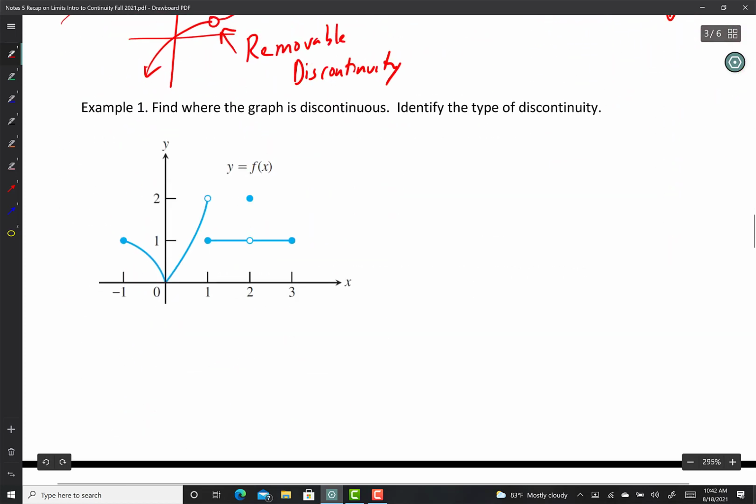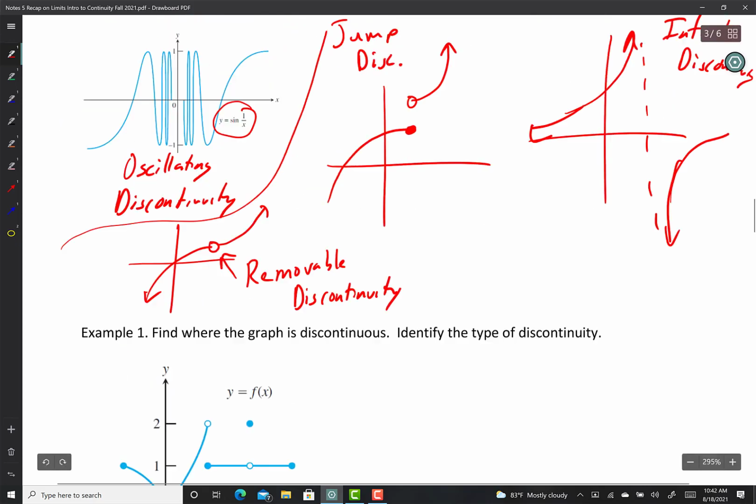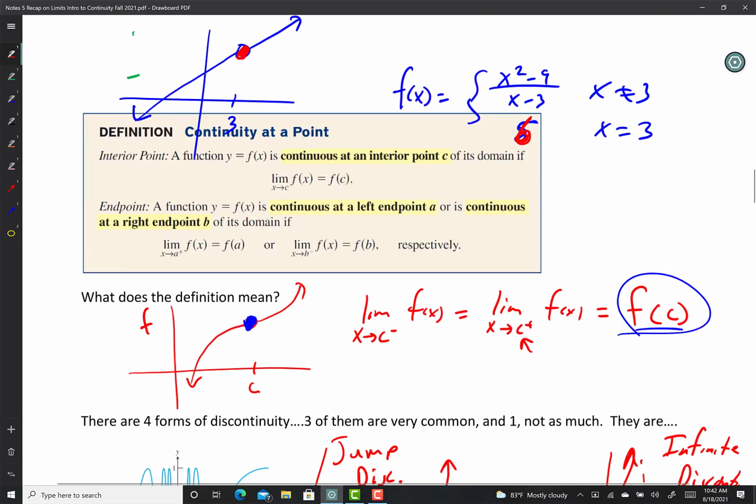Let's look at this graph here. We're identifying the type of discontinuity. Are you ever discontinuous at an endpoint? No. That's what this was trying to tell you right here. Do you guys see that? So if I chose to have endpoints over here, let me have endpoints A and B. That's all it means.